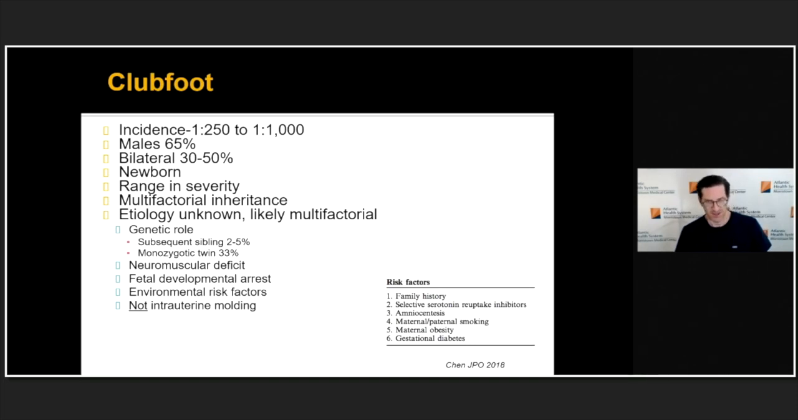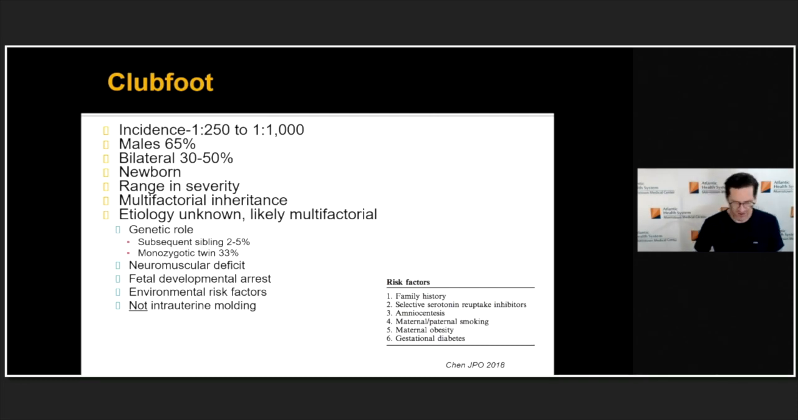The inheritance is multifactorial. We know that in terms of the etiology, they're probably a combination of genetic and environmental factors. We know this from twin studies, as well as some of the genes that have been associated with club feet.